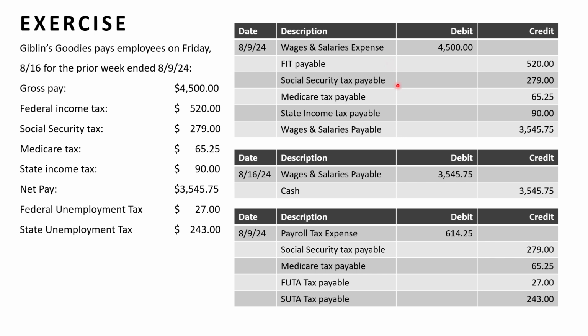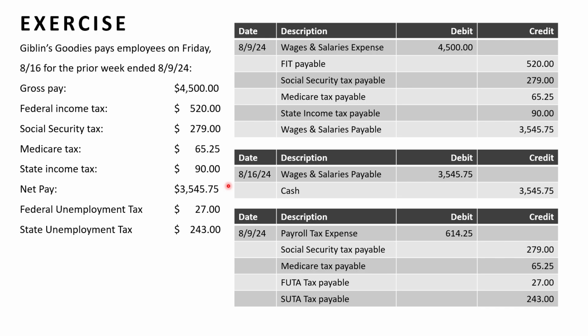We credit Social Security tax payable for $279, Medicare tax payable for $65.25, state income tax payable for $90, and record the liability for the net pay in salaries and wages payable by crediting that account for $3,545.75. As always, the total debits should equal the total credits. With the second journal entry, we record the payment of the net pay to the employees by debiting wages and salaries payable and crediting cash for $3,545.75.